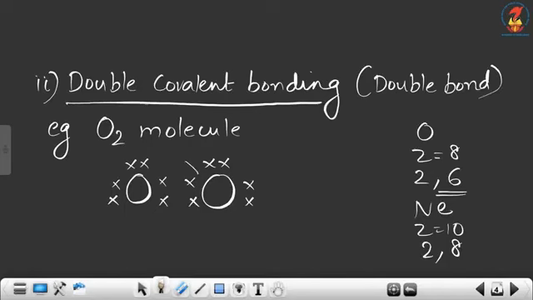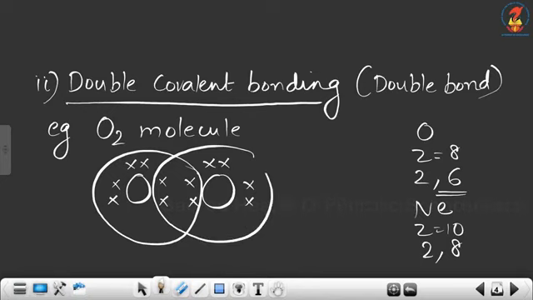So it needs 2 more electrons for attaining stability. So draw the circle like that. Now inside this circle we have 8 electrons. Now the first oxygen atom has 8 electrons. Same way, second oxygen atom, it already has 6 electrons. Now 2 more electrons, so that it is also stable now with 8 electrons.